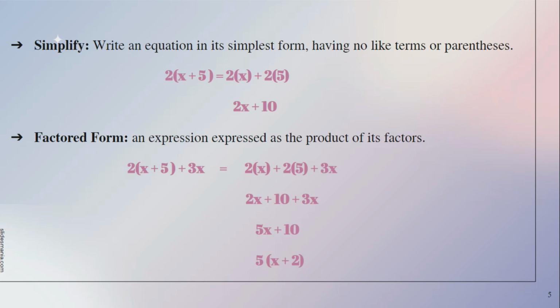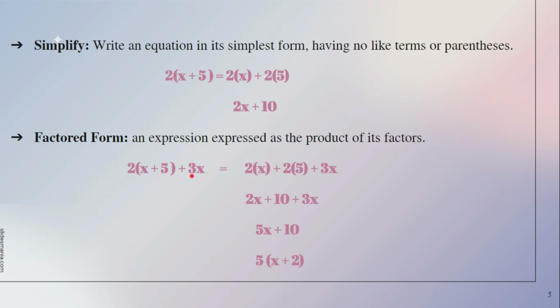And finally, the factored form of an expression is reached once we determine the greatest common factor of its terms and express it as the product of its factors. So if we are presented with the expression 2 as a coefficient, we open parentheses x plus 5, close parentheses, plus 3x.